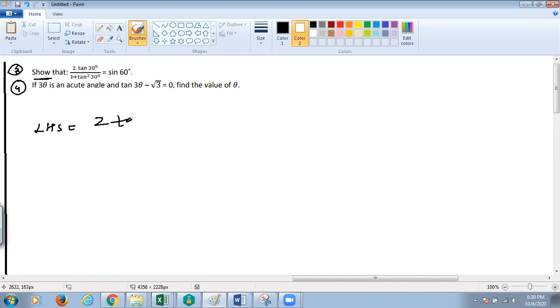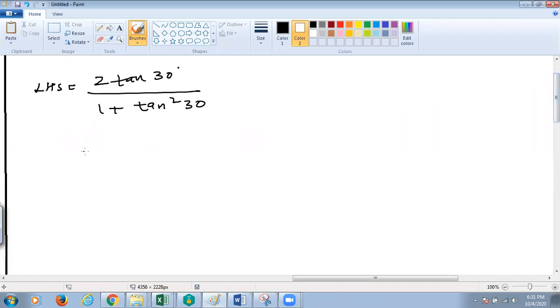That is 2 tan 30 divided by 1 plus tan square 30, which we'll have to prove is equal to sin 60. So we will see how to prove that. So first I wrote the LHS, then here write 2 tan 30. So 2 into tan 30, how much is it? 1 by root 3, and 1 plus what is tan square 30, 1 by root 3 squared.